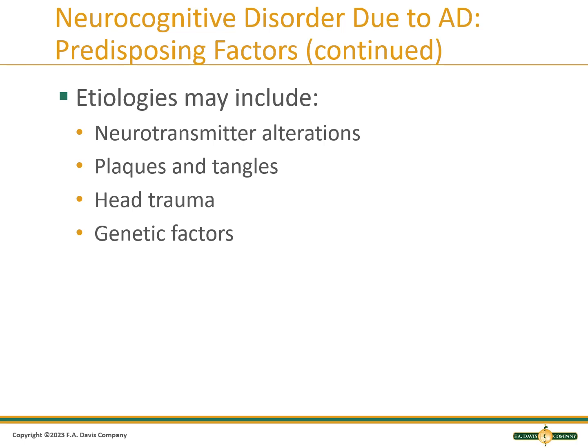Genetic factors, there are some familial patterns with Alzheimer's disorders. There is now testing that can be done to see your possibility of getting this disorder prior to actually having the symptoms, if someone else in your family has it, and usually in early onset dementia.